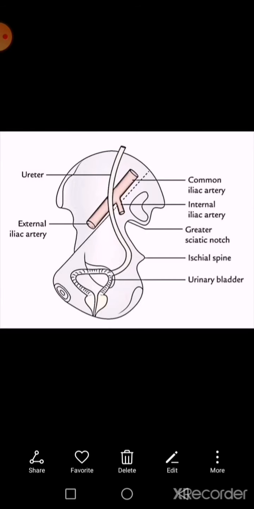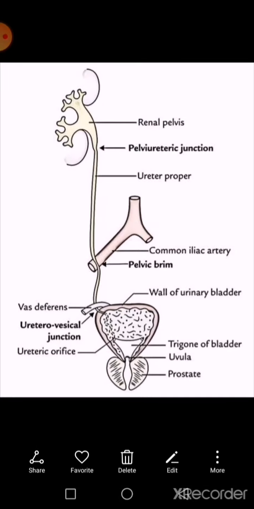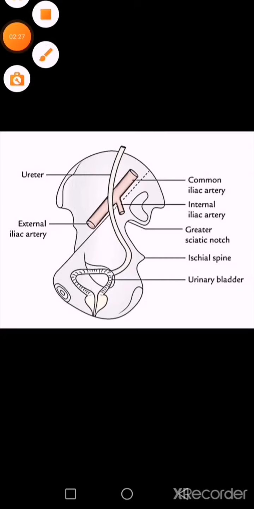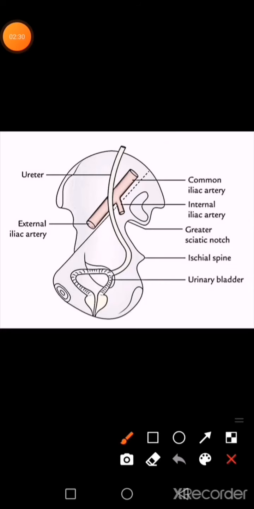Now, at the pelvic brim, as you can see in the first image, the ureter crosses in front of the termination of the common iliac artery. In this image, you can similarly see that it is crossing in front of the termination of the common iliac artery at the pelvic brim, then entering the lesser or true pelvis, right? In this image, you can also see that initially the ureter is following the contour of the greater sciatic notch, but at the ischial spine, it suddenly turns medially and forwards to enter the base of the bladder.